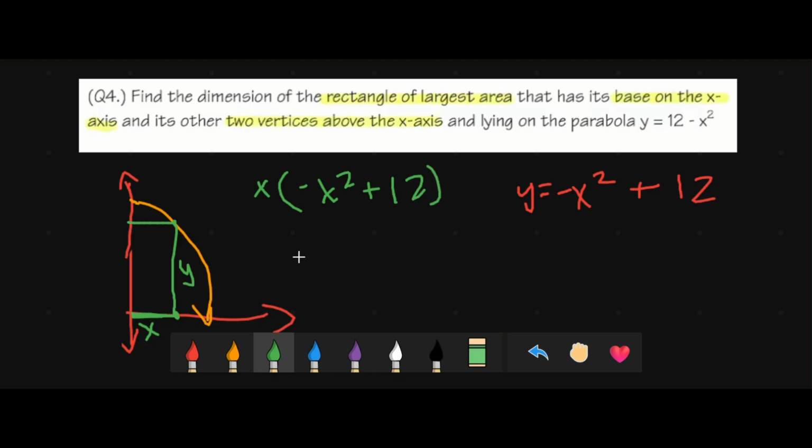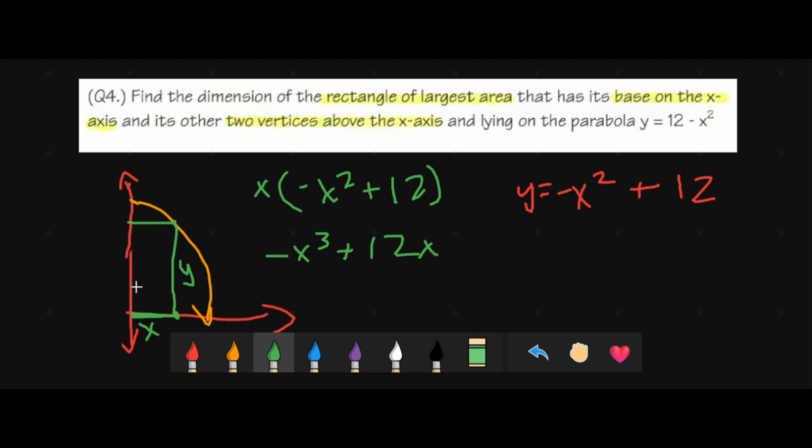Expanding it, we have negative x cubed plus 12x. Yeah, that is what we do. We expand it. We're trying to find the maximum possible value you could put in here that is both a positive x value and its output must also be positive. Otherwise, they're not valid side lengths, right? If y is not positive, it's not above the x-axis, as they clearly say here.